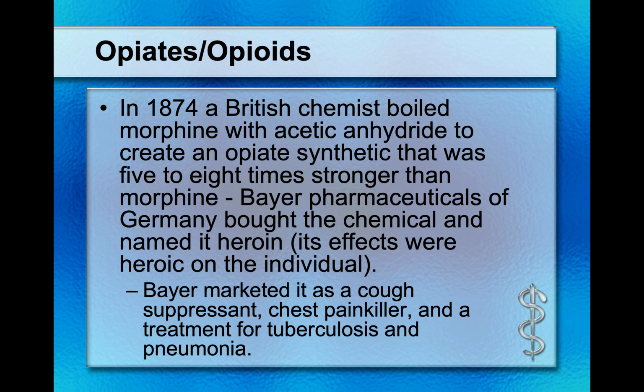In 1874, a British chemist boiled morphine with acetic anhydride to create an opiate synthetic that was 5 to 8 times stronger than morphine. Bayer Pharmaceuticals of Germany bought the chemical and named it heroin. And the reason they did that is because they said the effects were heroic on the individual. So they called it heroin. Bayer marketed it as a pain suppressant, as a chest painkiller, and as a treatment for tuberculosis and pneumonia.